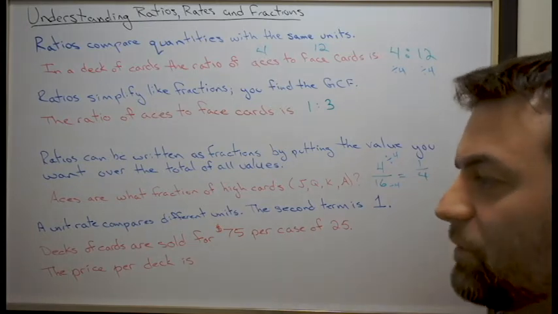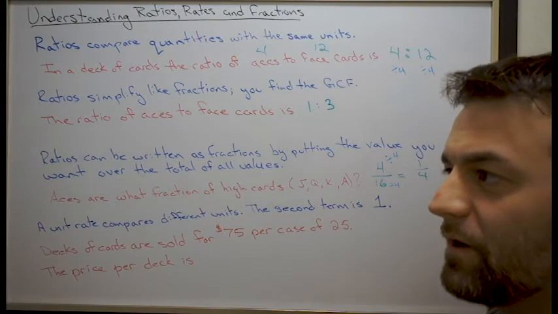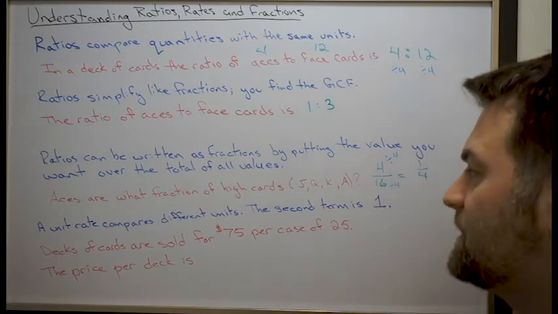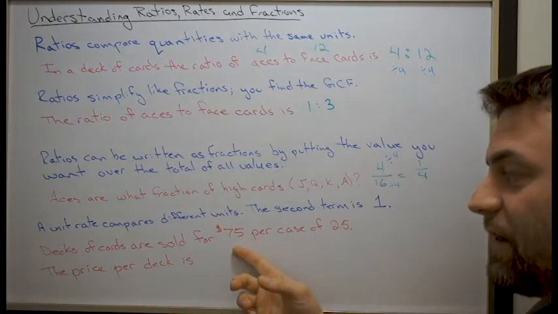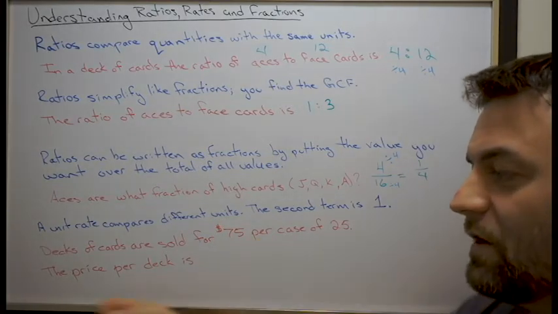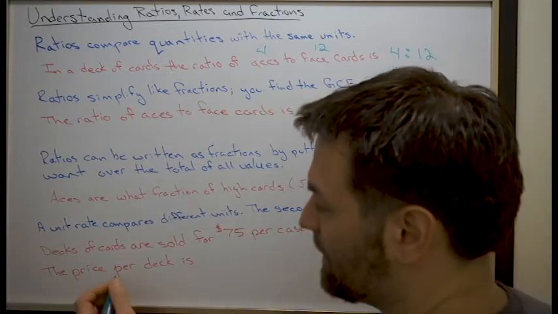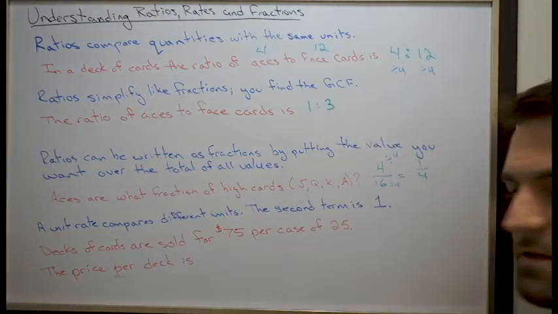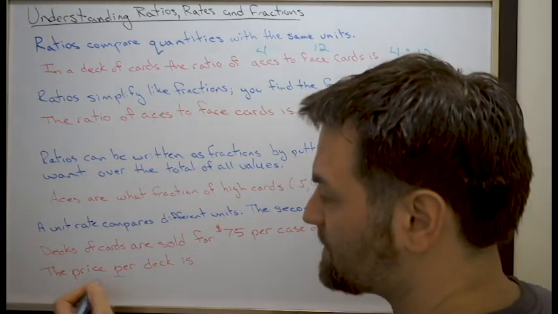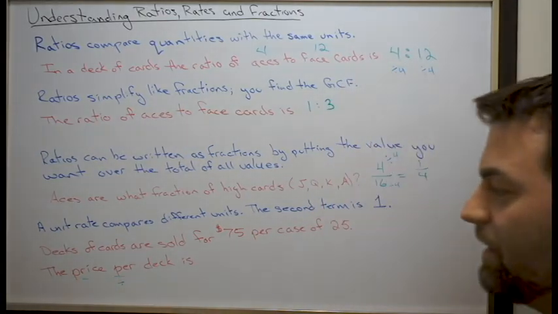Now normally we'll use a unit rate when we're talking about rates, and so we take a comparison and we compare it to a 1 in the second term. So in this case here, we have a deck of cards being sold for $75 per case of 25. So we want the price per deck. If we want the price per deck, per meaning divide, and so this is, in most cases, pretty self-explanatory. Take your price here, divide it by the decks.